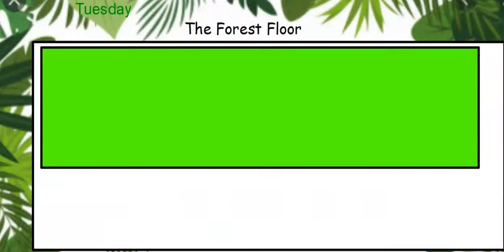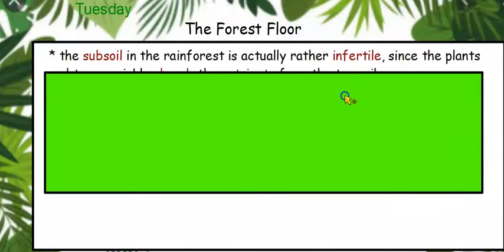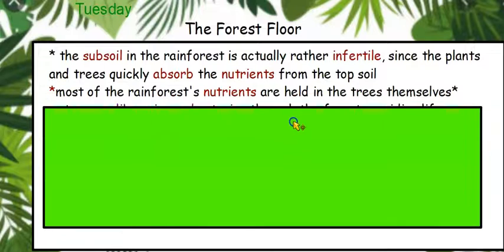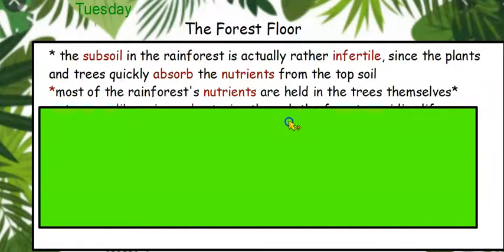I've got a few more notes on my next page. I couldn't fit them all on one page. Let's see. So we talked here about the subsoil in the rainforest is actually rather infertile. So the layers beneath that topsoil level are not holding very much goodness. So that makes them infertile. They're not fertile. And therefore the trees and the plants quickly absorb the nutrients from the topsoil, and therefore most of the rainforest nutrients are held in the trees themselves.